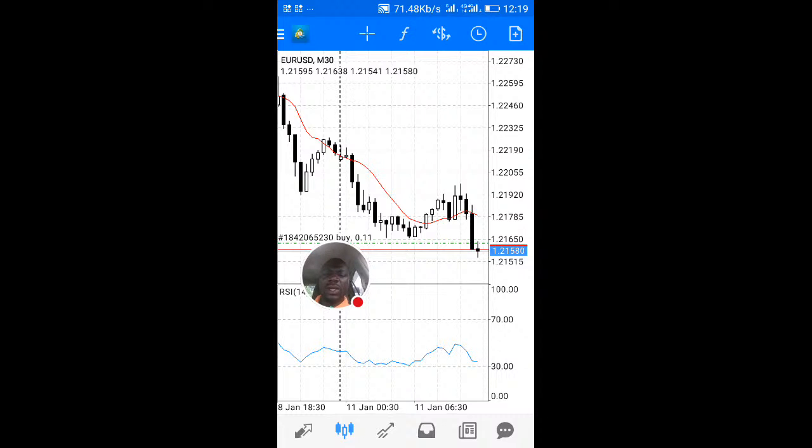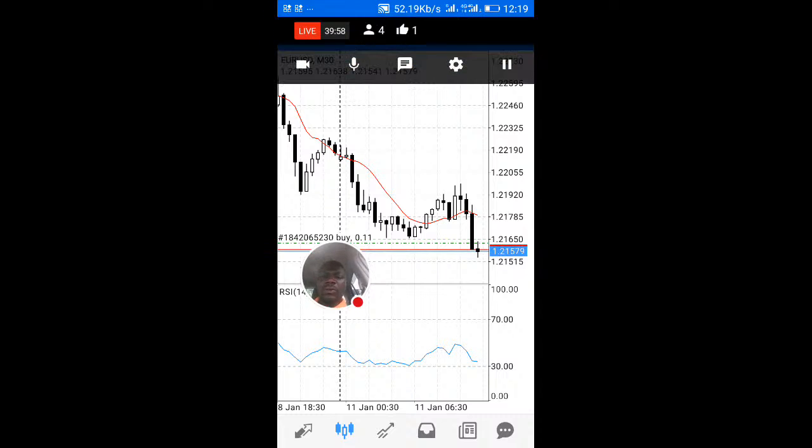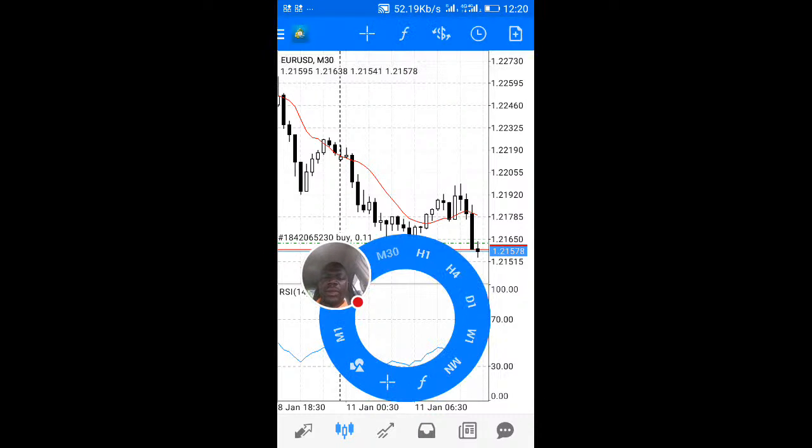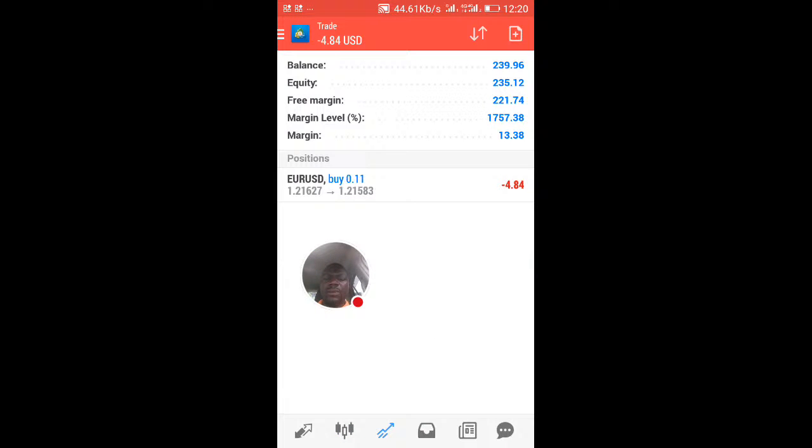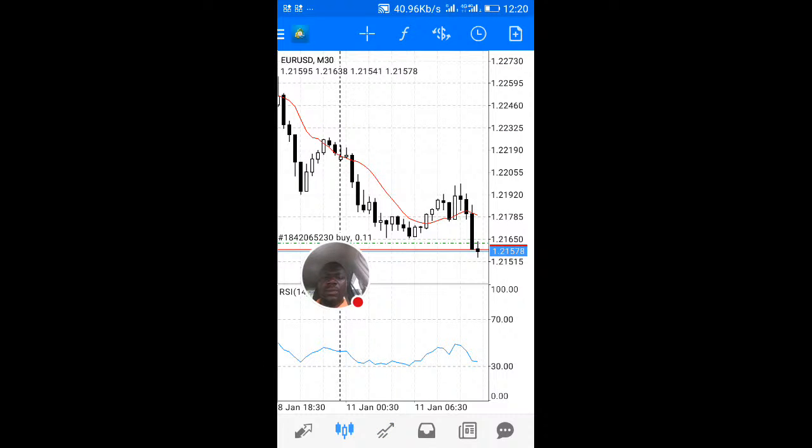You can see it. It is trying to move up, trying to move down, but it is failing. Yes, it is going up and down. And I know we are going to have a buy.